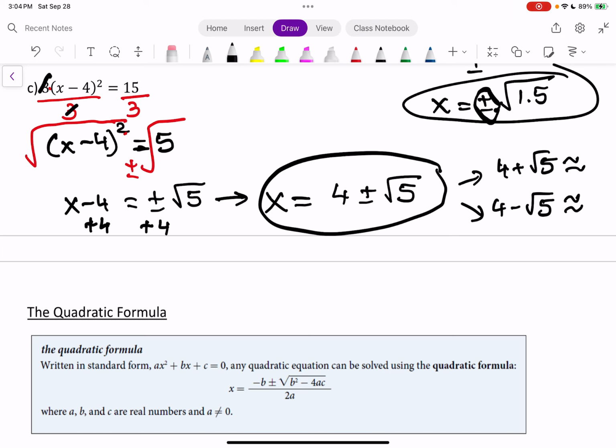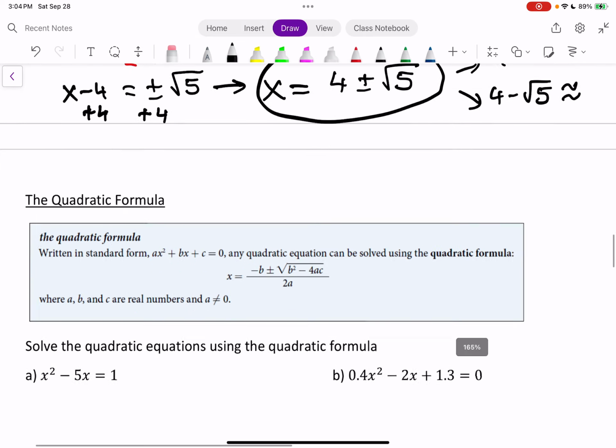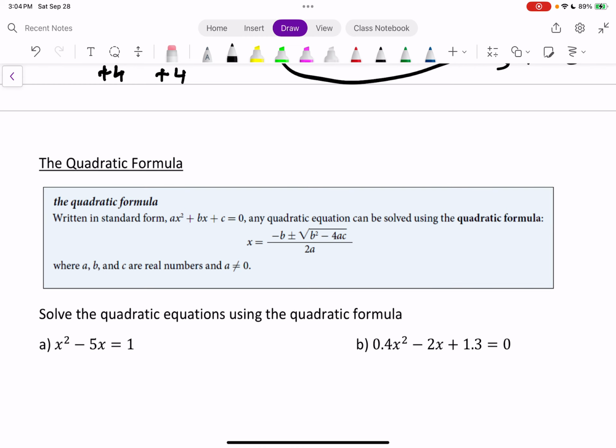Now, the big one is solving quadratic equations by the quadratic formula. You absolutely must know the quadratic formula. It is, and I hope you already do know it, it is extremely helpful. It's going to keep coming up and we're going to need to use it. So this is one that you have to know.